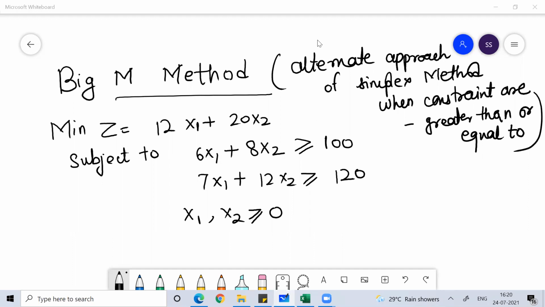We can solve by the simplex method with the criteria that the objective function should always be maximization and the constraints should be less than or equal to. That is the utmost criterion we need to follow whenever we are solving the simplex method.